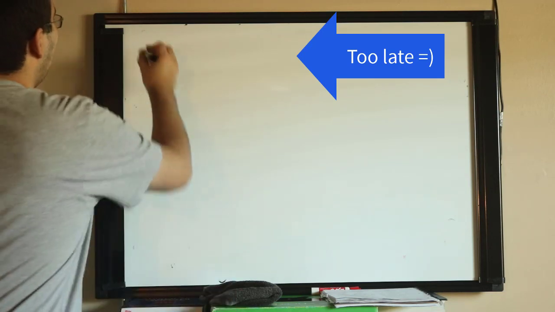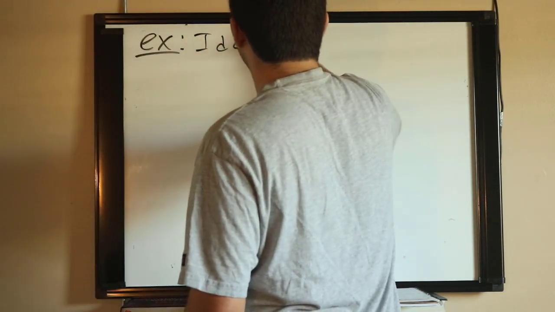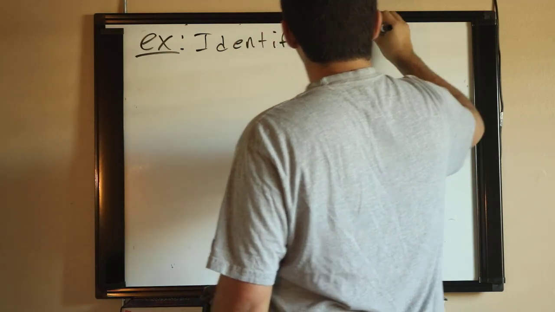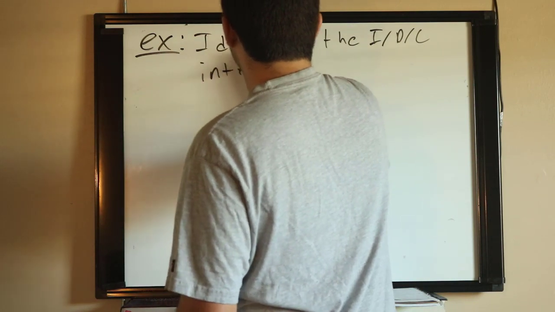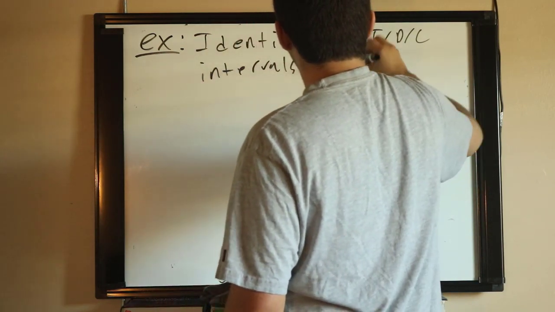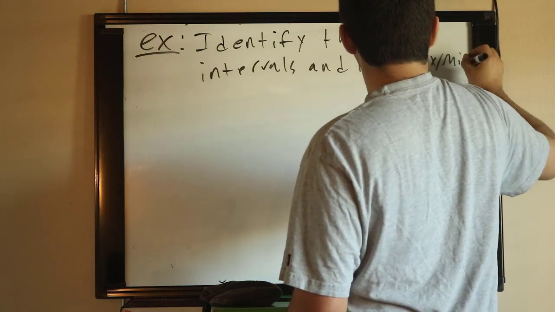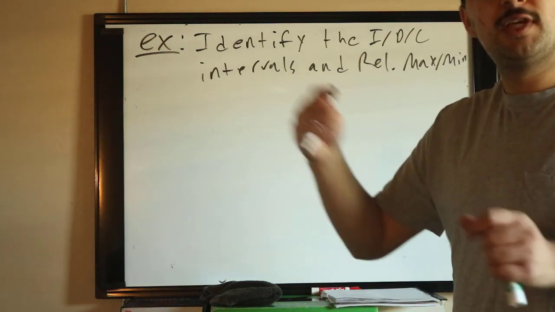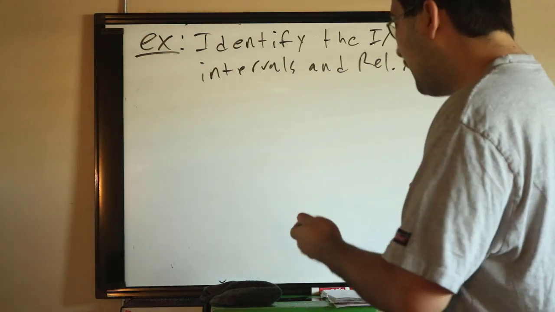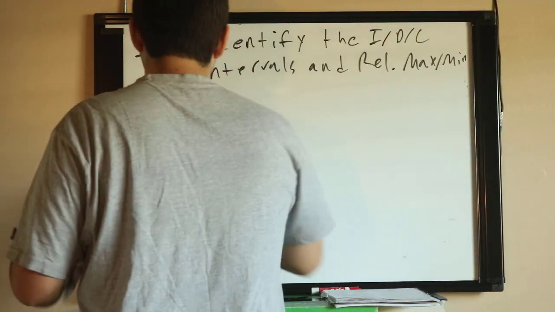But let's continue. So, our first example. Let's identify the increasing, decreasing, and constant intervals and relative max and mins. Alright, so let's identify the increasing, decreasing, and constant intervals. In addition to that, let's also figure out what the relative max and mins are of this graph. And the graph we're going to do is this.